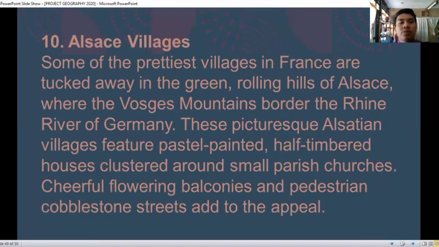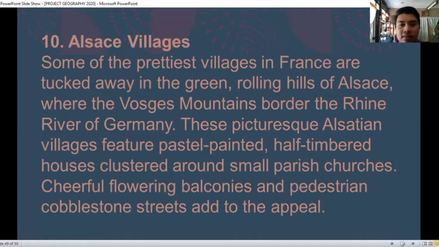Okay, last but not least, we have Alsace villages. Some of the prettiest villages in France are tucked away in the green rolling hills of Alsace, where the Vosges Mountains border the Rhine River of Germany. These picturesque Alsatian villages feature festive painted, half-timbered houses clustered around small parish churches. Cheerful flowering balconies and pedestrian cobblestone streets add to the appeal.